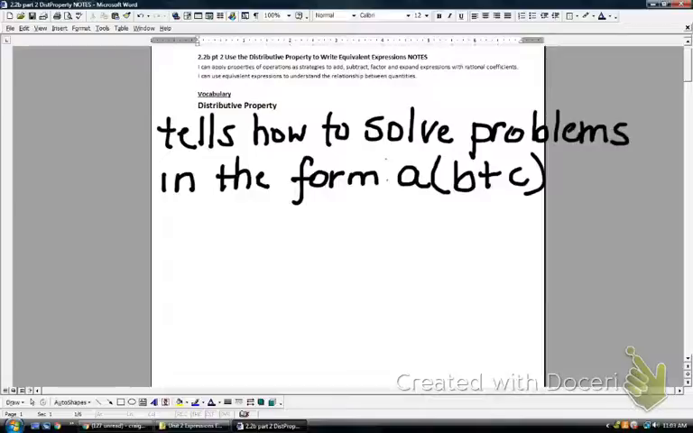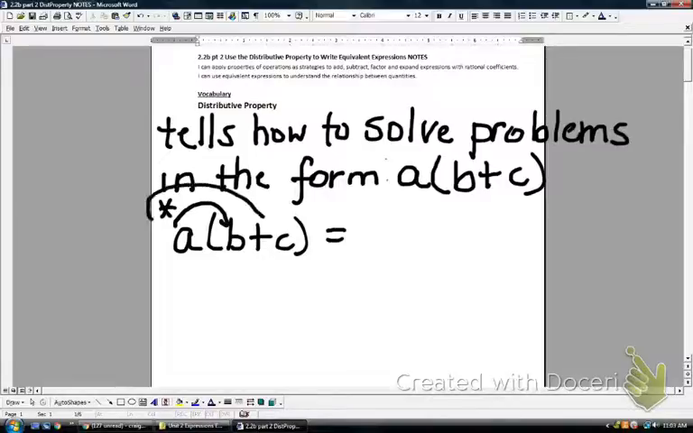So there is the definition, and each one of those variables, A, B, and C, stand for a number. We just don't know what the number is. So when you have an expression that looks like that, I'm going to write it again. What that means is you take the number that's on the outside of the parentheses and you multiply it by everything on the inside of the parentheses. So A times the quantity of B plus C equals A times B plus A times C.